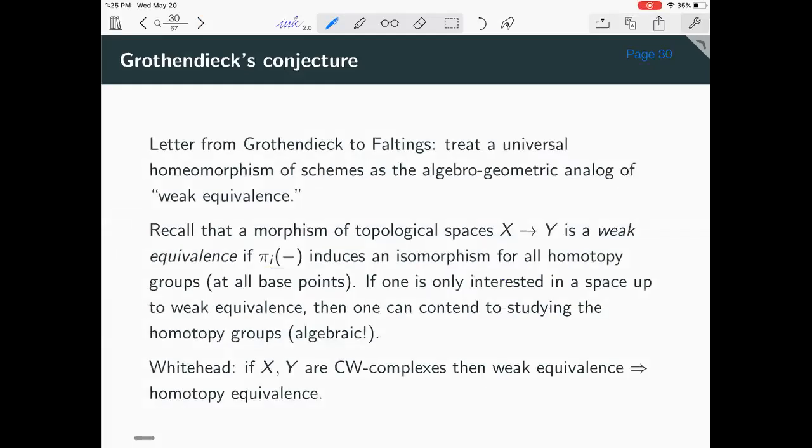The whole point of studying something up to weak equivalence is that if you're interested in a space only up to weak equivalence, then you can try and solve some algebraic problem. You can reduce things to some pure algebra. And you should be very happy because presumably you think that algebra is somewhat easier than topology. So weak equivalence translates a topological problem to something which is purely algebraic.